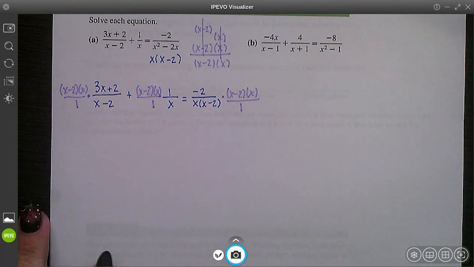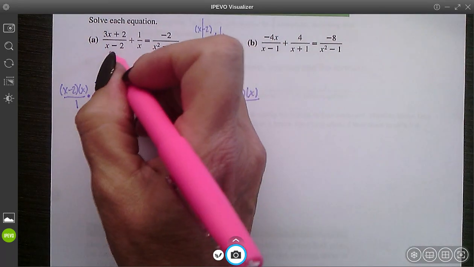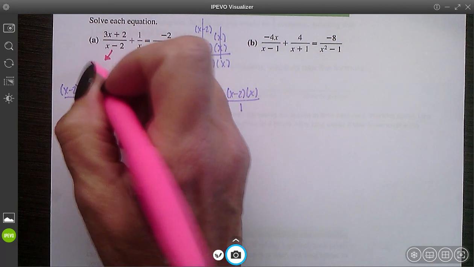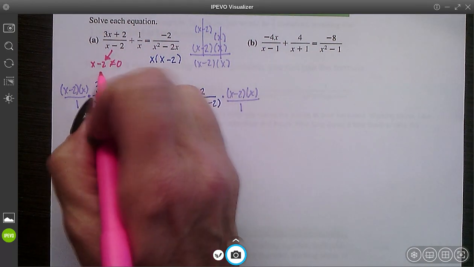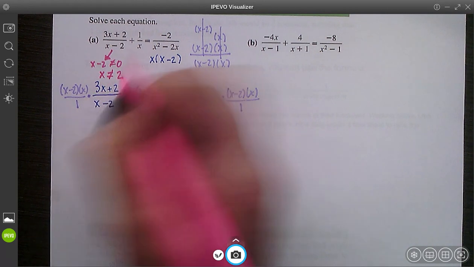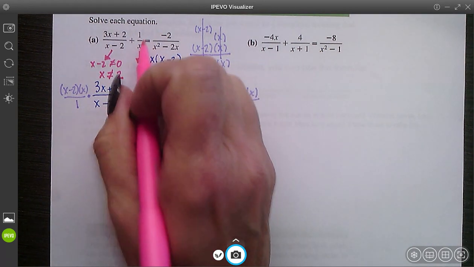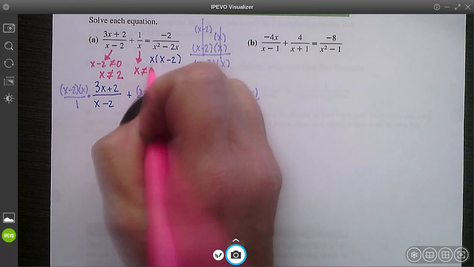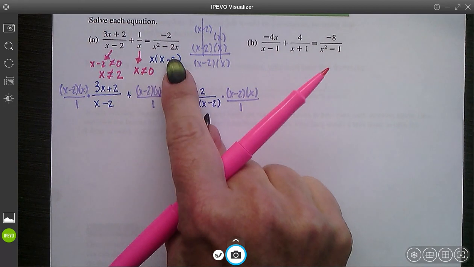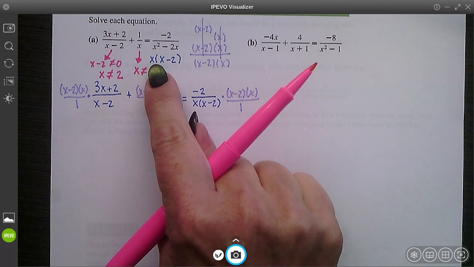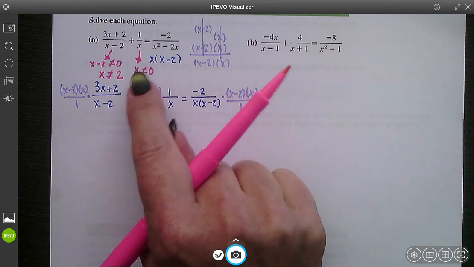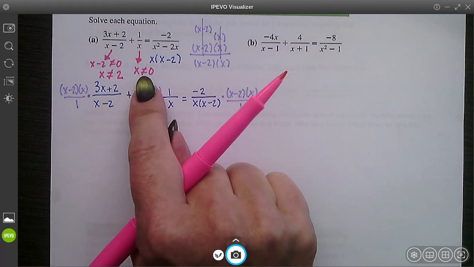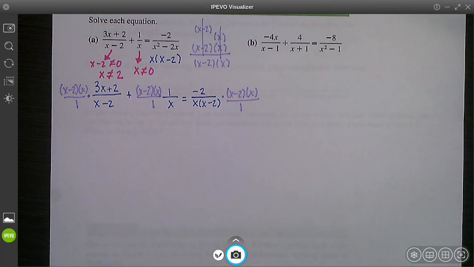Before I do my canceling, I'm actually going to remember to find my excluded values. And I do that by setting the denominators not equal to 0. So this one tells me that x cannot equal 2. This one tells me that x cannot equal 0. And this one would give me both of those values. x cannot equal 0 from this part. x cannot equal 2 from that part. So I'm not going to write them down because they're just repeats. So I have two excluded values, 0 and 2.